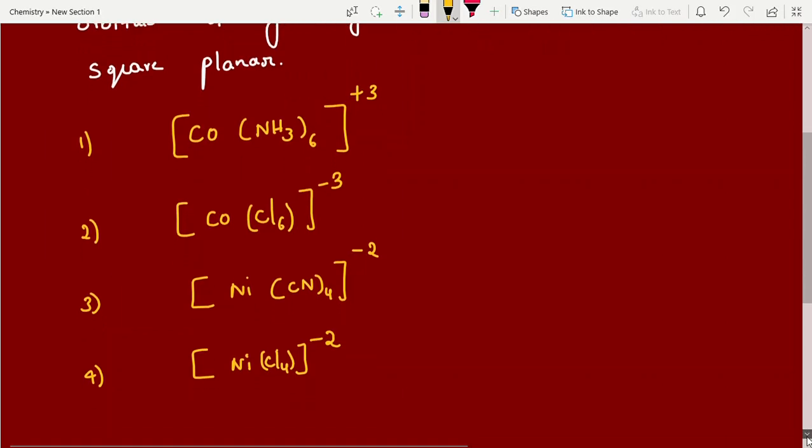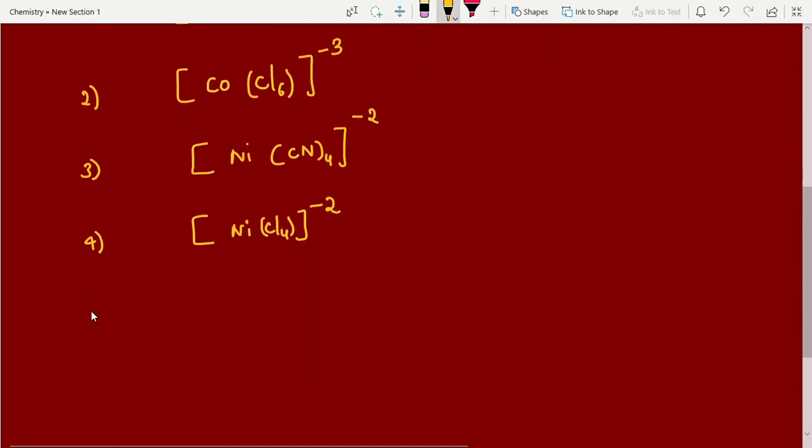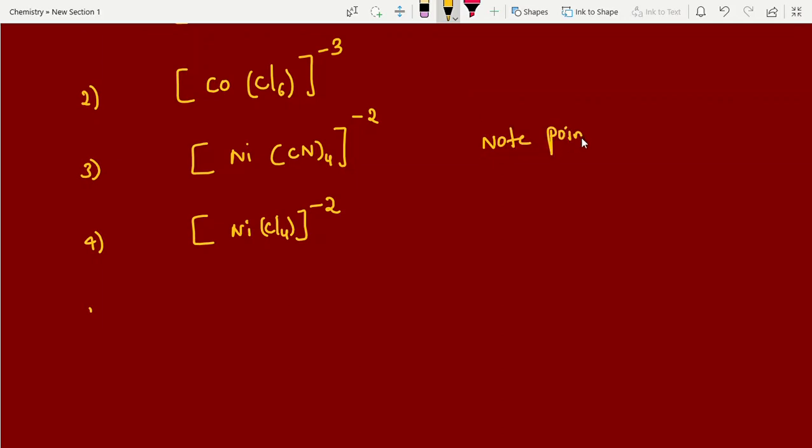Now the first one, the cobalt complex. And first, I am writing some important note points here. Depending on ligand approach, splitting will happen. Depending on ligand approach, hybridization depends. So the first one, NH3 and CN are strong ligands. Some important note points I am writing. Note point 1: NH3 and CN are strong ligands.